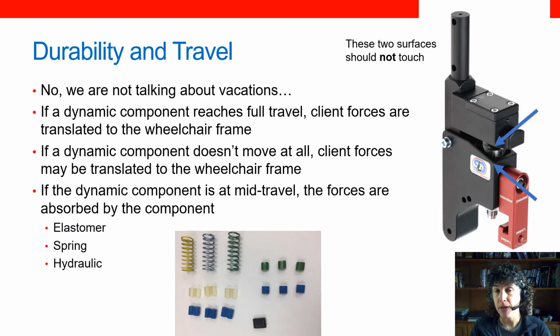Now, if the dynamic component reaches full travel, where perhaps in this example here you see we have a picture of the dynamic rocker back interface and we have these two blue arrows. If those two surfaces actually touch each other, the elastomer is not strong enough. It doesn't have adequate resistance for this client, and by those metal surfaces touching each other, the force that the client is exerting, rather than being absorbed any further by the component, is now translated to the frame, and that can actually lead to damage to the frame.